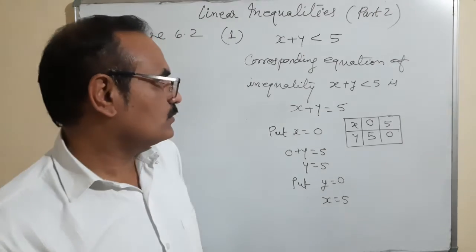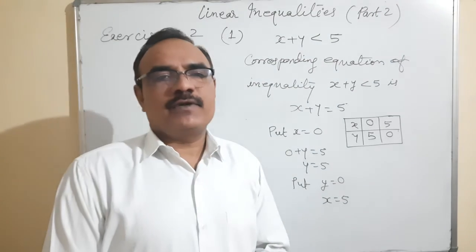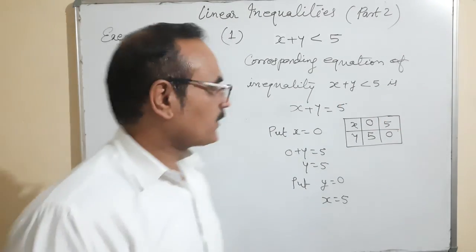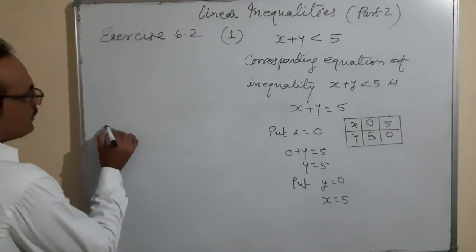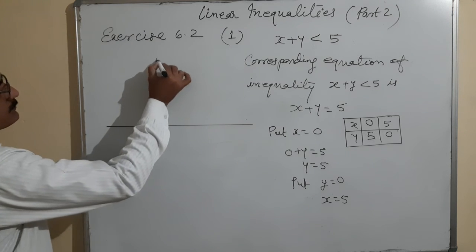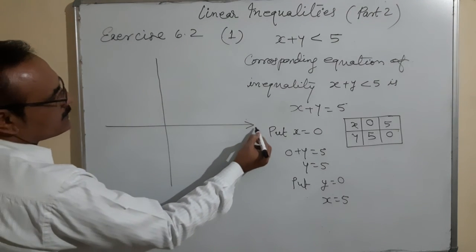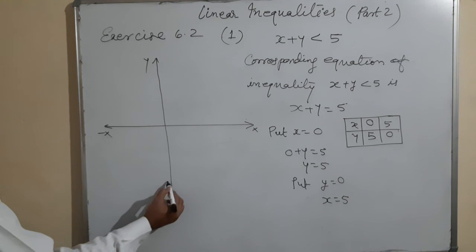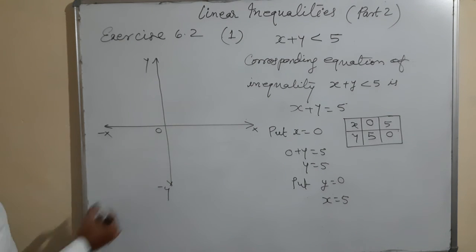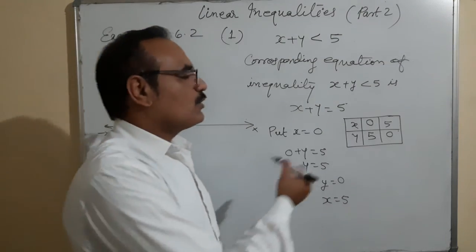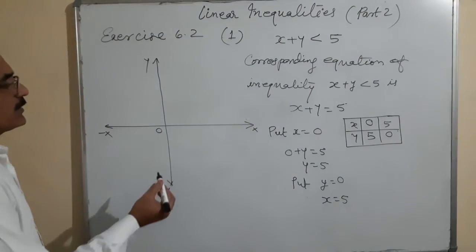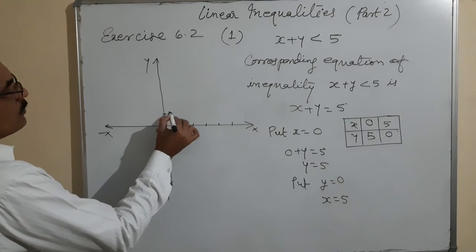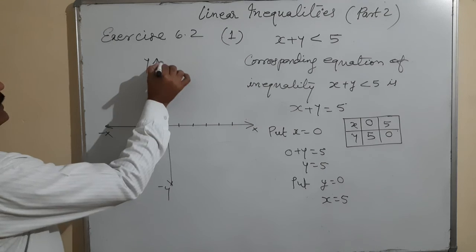But here we are going to represent an inequality. We are not going to represent an equation. But the procedure is almost the same. Okay. On the graph paper, x, y, minus x, minus y, 0. Okay. And the points are given 0, 1, 2, 3, 4, 5 in the positive direction. So I'll take 1, 2, 3, 4, 5.